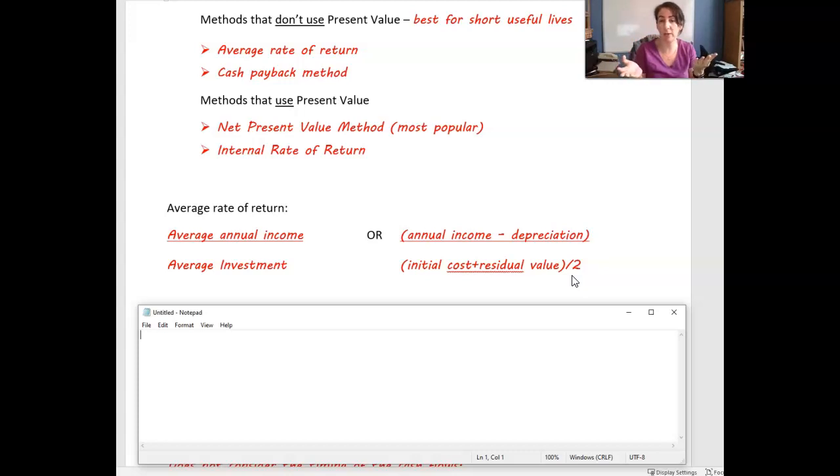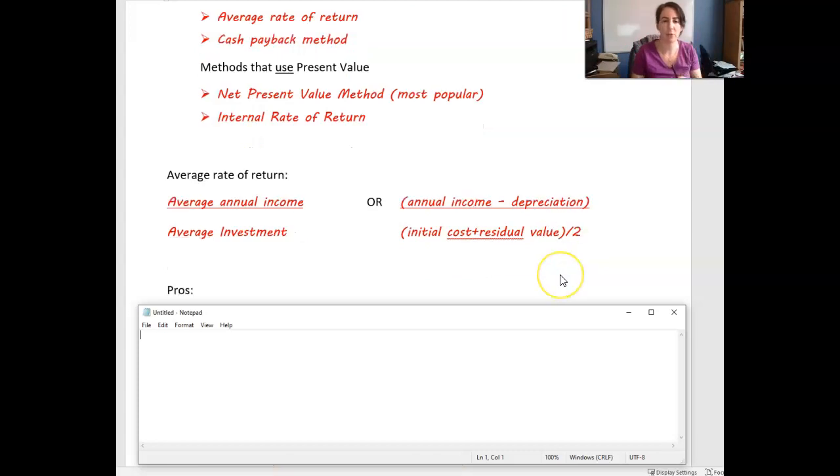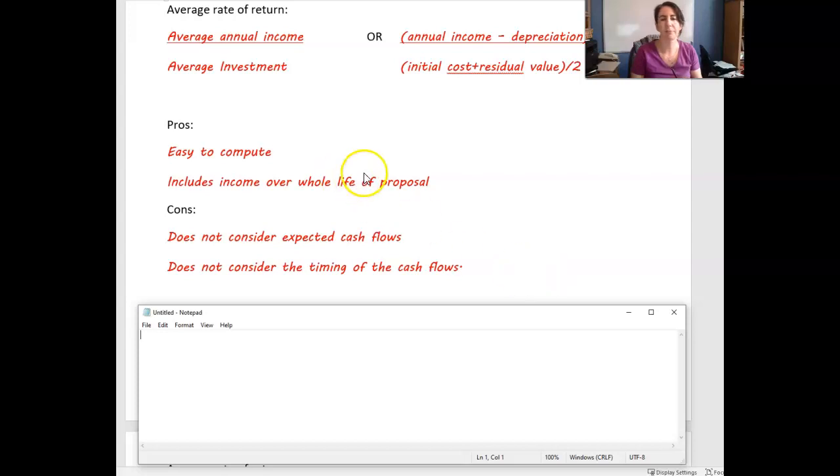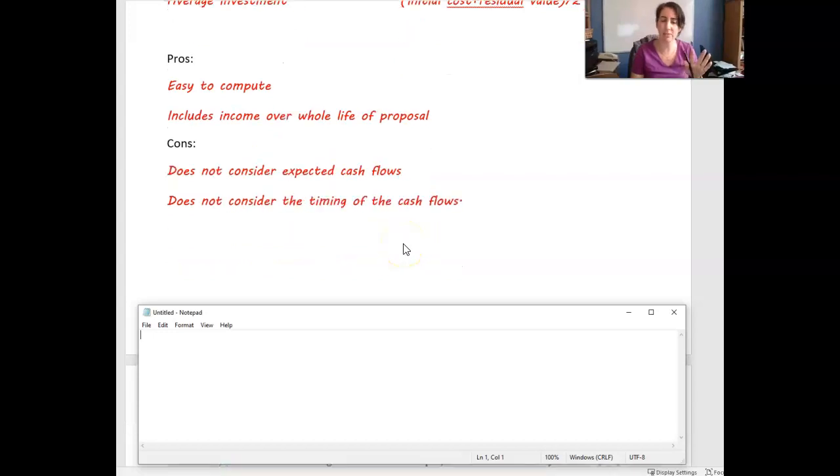So the residual value. Average those by dividing it by 2. Okay, so don't worry, we'll get to some numbers. There are pros and cons to each one of these. The pros: the average rate of return is easy to use, easy to compute. It includes income over the whole life of the proposal. Cons: it doesn't consider cash flows and doesn't consider any timing, meaning it's not using the time value of money piece. Now that's fine, we know that going into it. We know that it's a quick method.